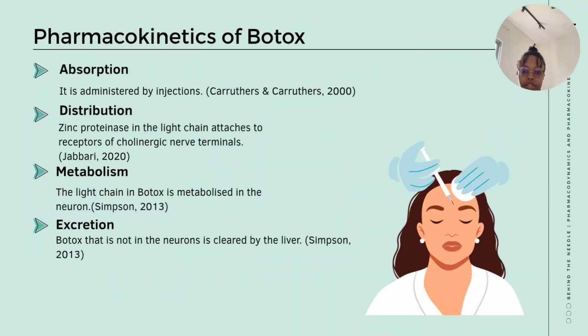My name is Harvey and I will be discussing the pharmacokinetics and pharmacodynamics of Botox. When it comes to pharmacokinetics of Botox, we will be using the ADME model, which is absorption, distribution, metabolism, and excretion. In terms of absorption, Botox is administered by injections. In terms of distribution, zinc proteinase, which is found in the light chain of Botox, will attach to the receptors on cholinergic nerve terminals. When it comes to metabolism, the light chain in Botox will be metabolized in the neuron. And finally, when it comes to excretion, the Botox that is not in the neuron will be cleared by the liver.